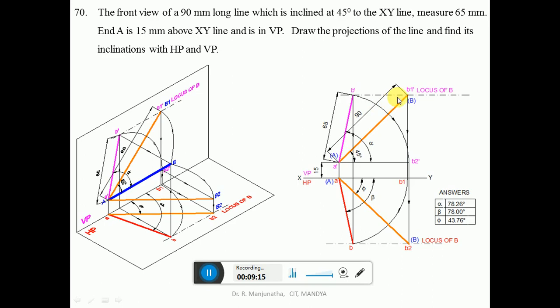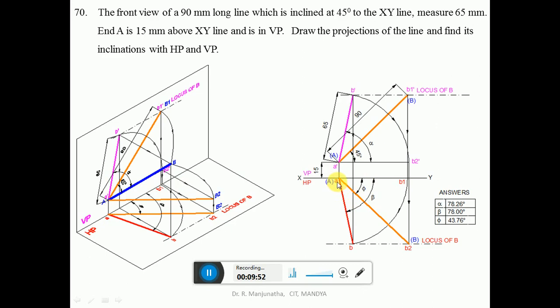Since we know the true length in the front view, its corresponding top view will be parallel to VP, because a true length in the front view is a true length in VP. So obviously its corresponding top view will be parallel to VP. So A is in VP, therefore B1 should also be on VP. From B1 dash draw a vertical projector so that it touches the locus of A in the top view. That means A is on VP, so B1 will also be in VP. That is how we have got the line AB1, projected from B1 dash.